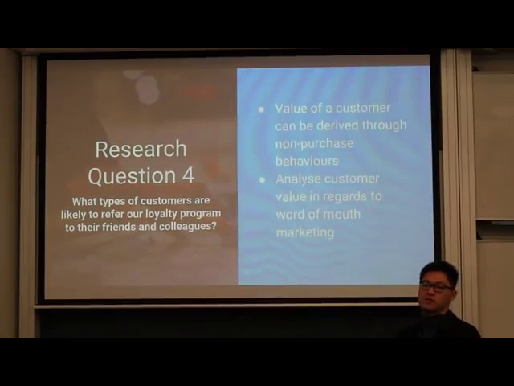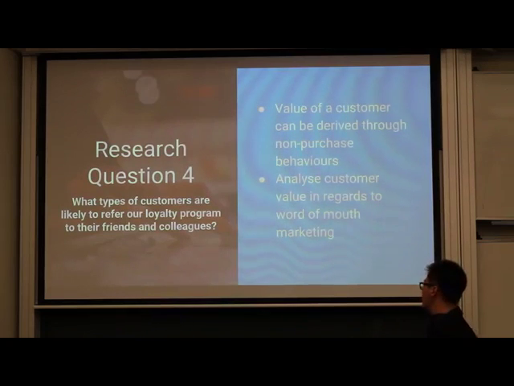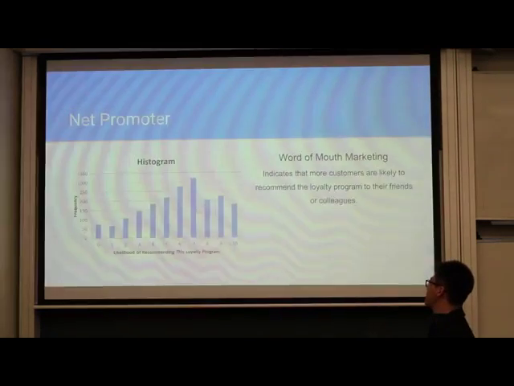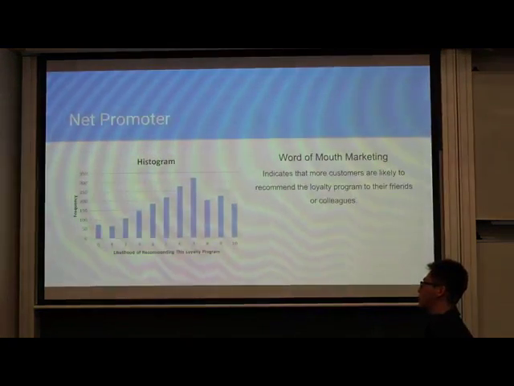Moving on to research question number 4. In this question, we will talk about what type of customer are likely to refer our loyalty program to their friends and colleagues. We will divide this question into 2 sections. In the first section, we will talk about the value of the customer that can be derived through non-purchase behavior. In the second section, we will talk about the analyzed customer value with regard to word of mouth ranking.